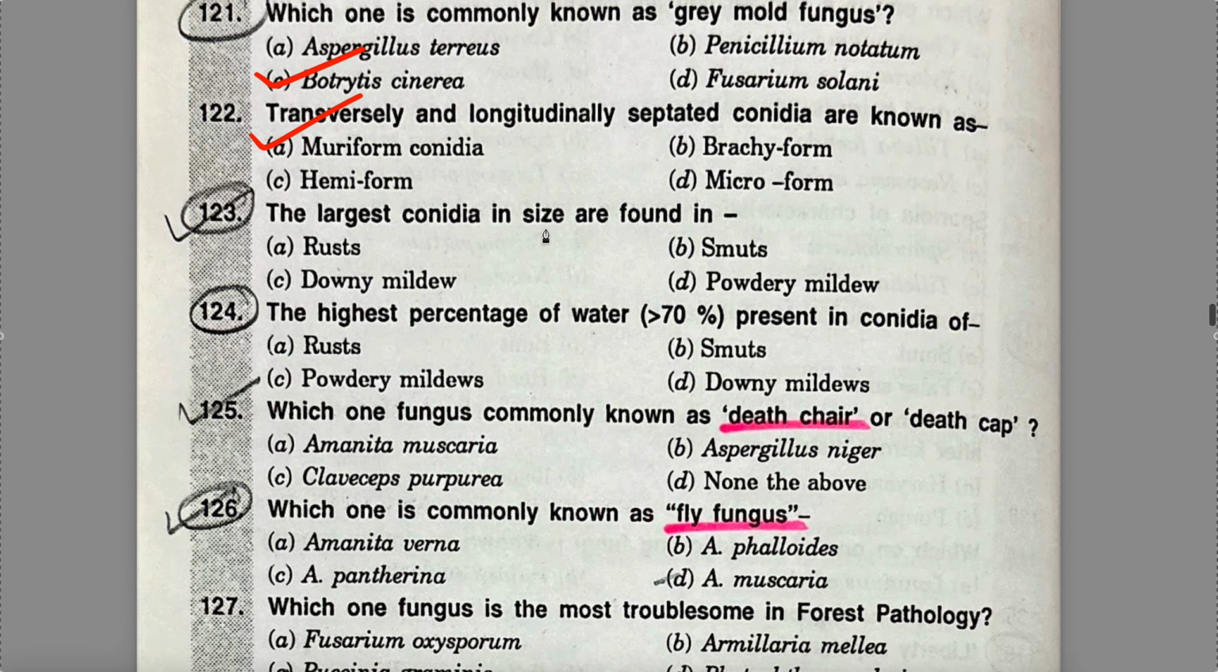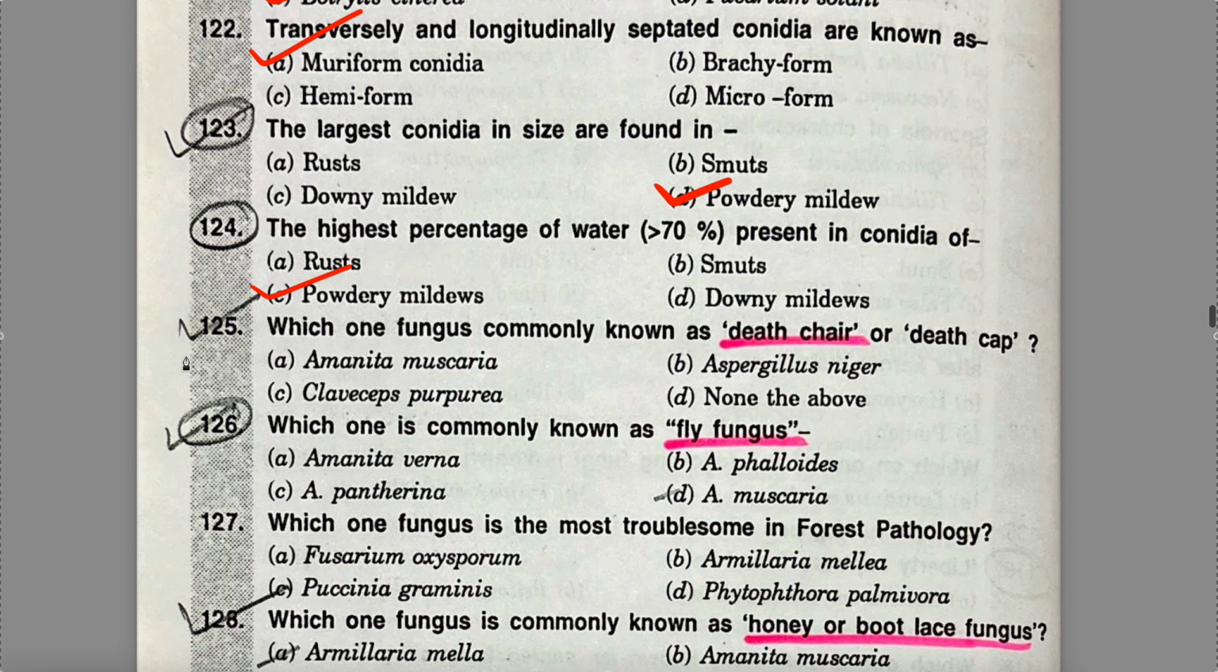123. The largest conidia in size are found in rust, smut, downy mildew, or powdery mildew? The answer is option D, powdery mildew. 124. The highest percentage of water, more than 70%, is present in conidia of rust, smut, powdery mildew, or downy mildew? We have done similar questions before. So the answer is powdery mildew.